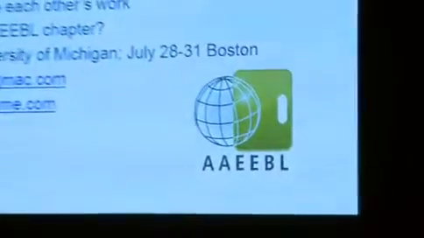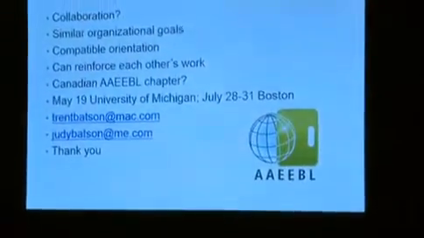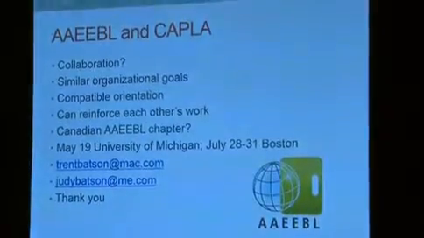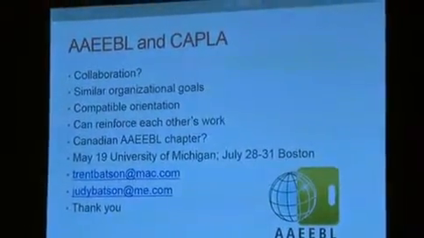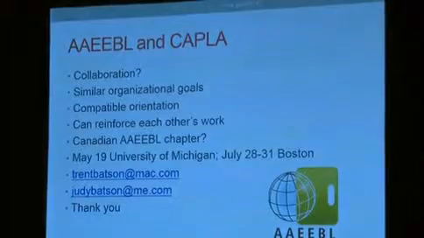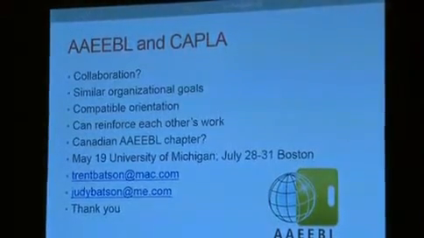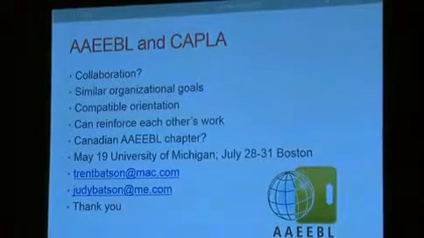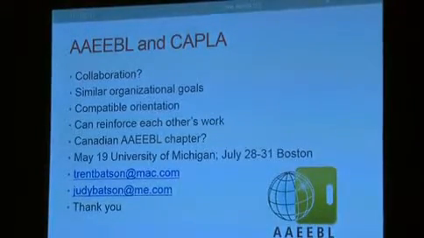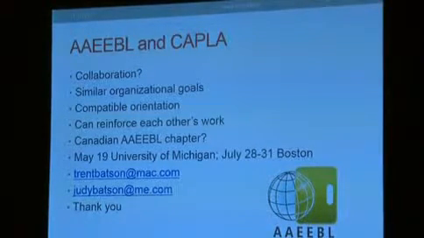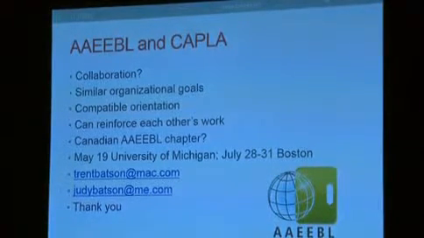On the 19th of May, we'll have a one-day conference at the University of Michigan. That's not too far away from here. It is hosted by the University of Michigan and led there not only by the University Library, but by, as I mentioned before, the University of Michigan Center for Engaged Learning. And then our big annual conference is July 28 to 31 in Boston. We would love to see some of you there.